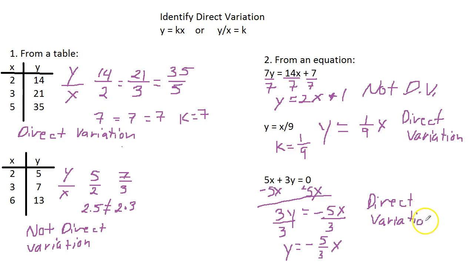And you should have written that your constant k is negative 5/3. All right, and that is identifying direct variation from both a table and from an equation.